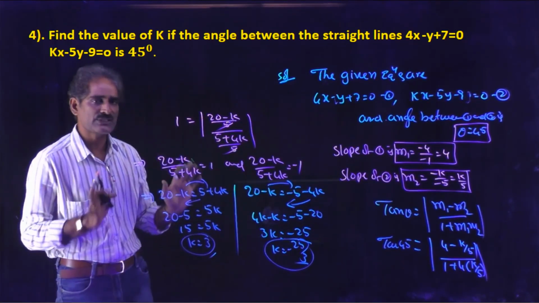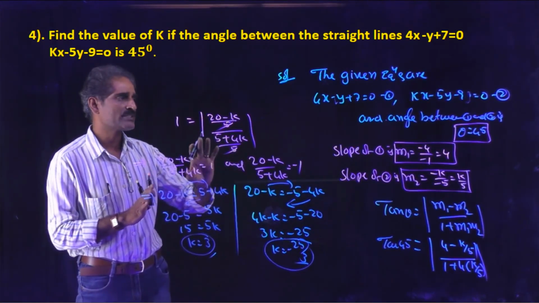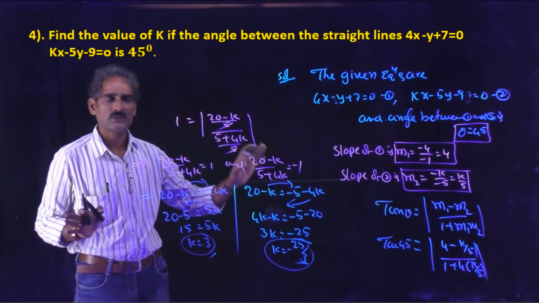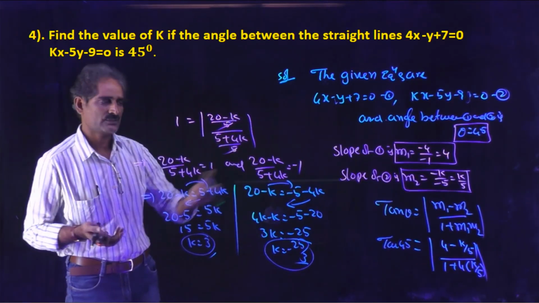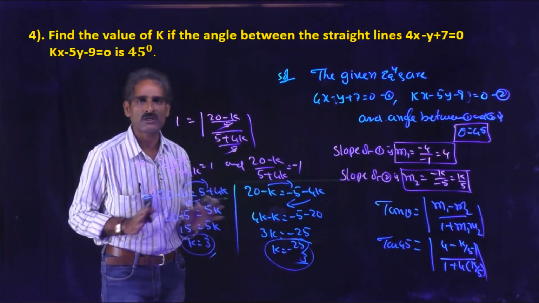You can do any method. Okay, the problem is easy. It is clear. Two lines are given, the angle between them is given, so one unknown is there. Just find the unknown. This is the way to find the unknown. Okay, right.